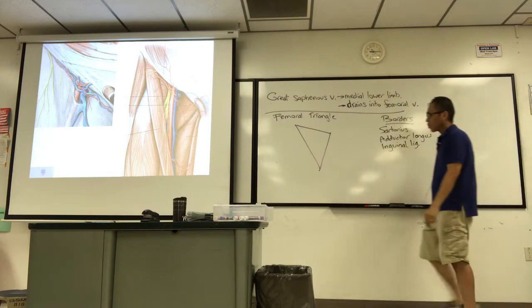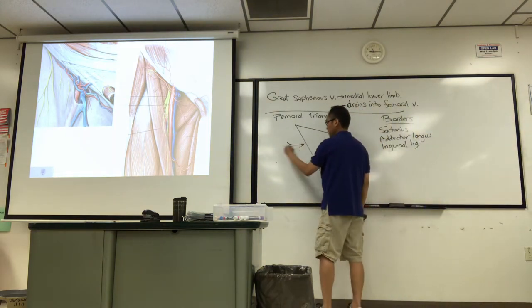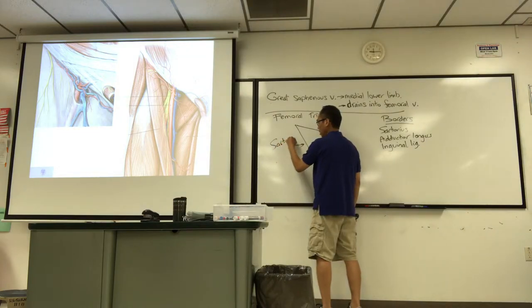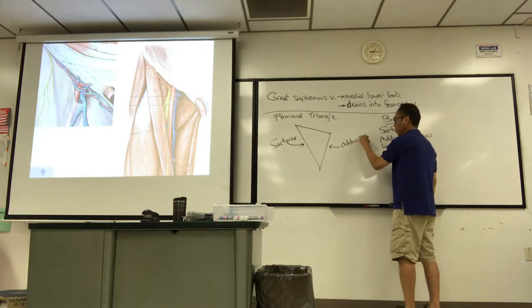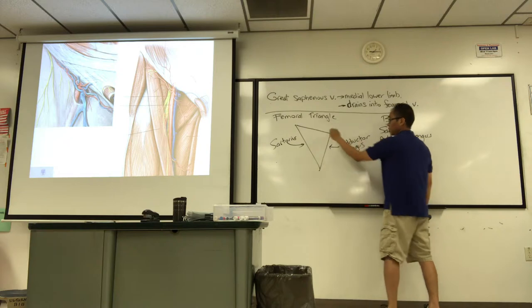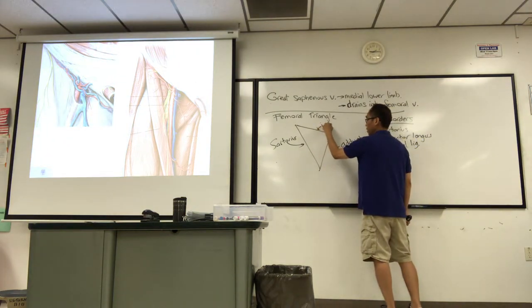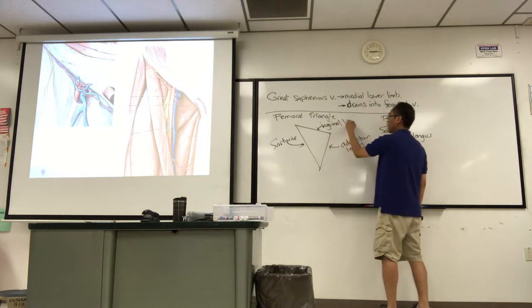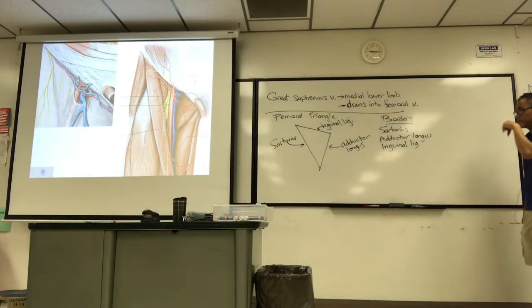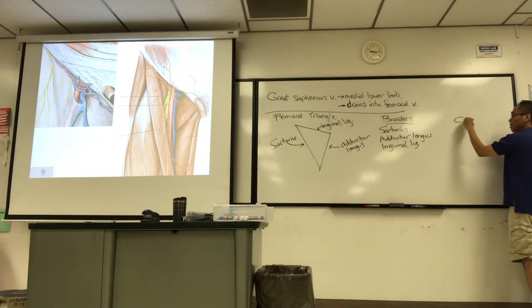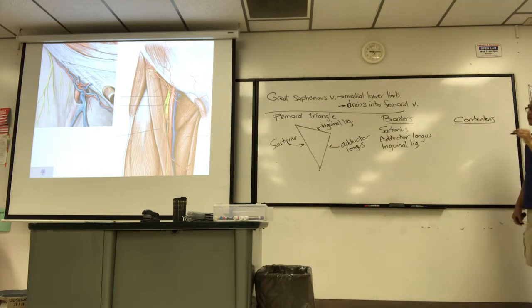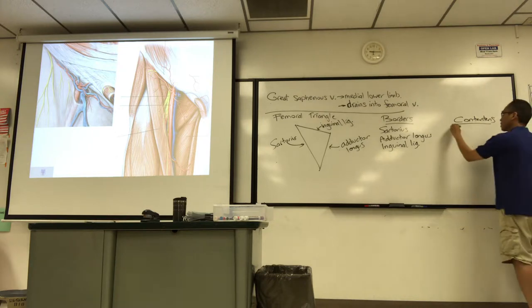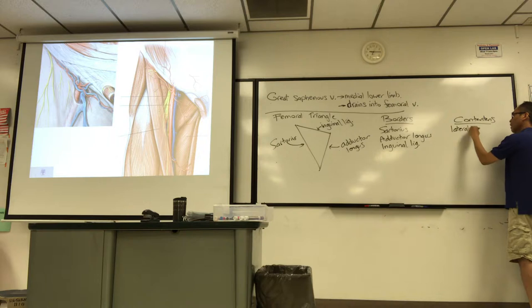Let's label them. Sartorius, using that picture as a reference, it's on this side. On this side, medially, adductor longus. And this one here, inguinal ligament. Now the contents, that's the main thing, because this is for blood vessels. It goes from lateral to medial: femoral nerve, artery, and vein. Lateral to medial.